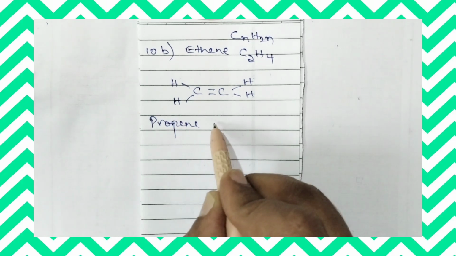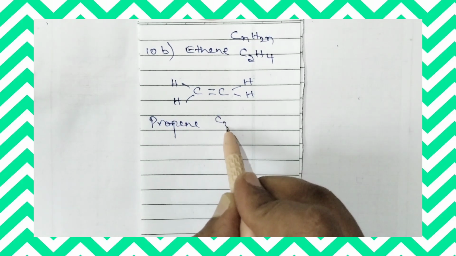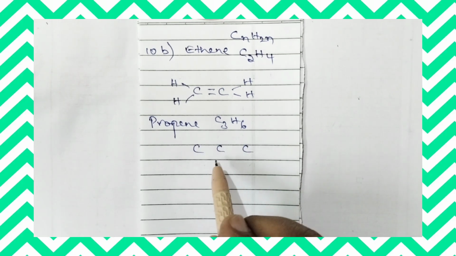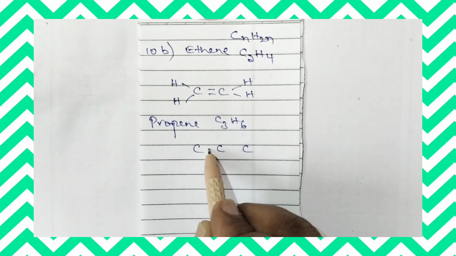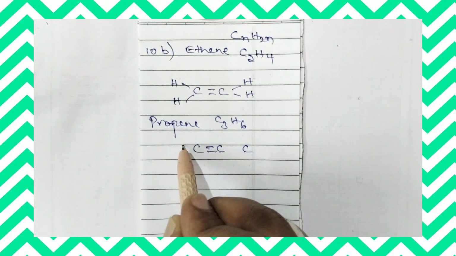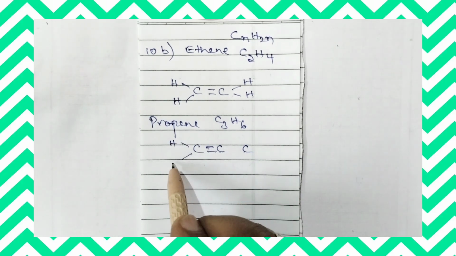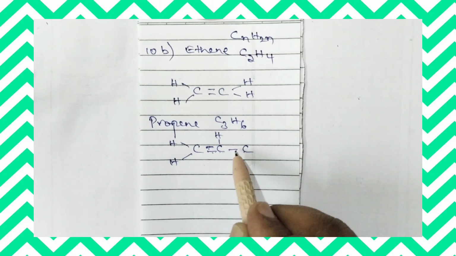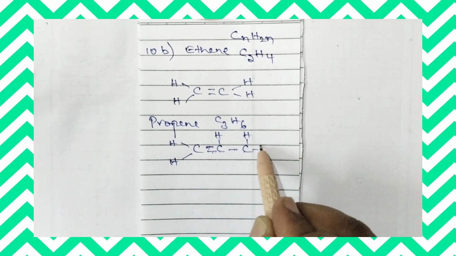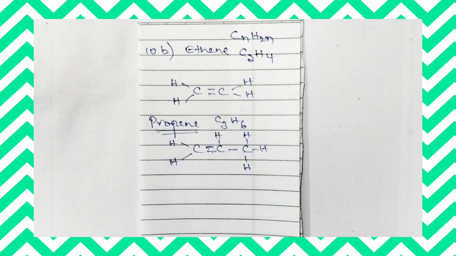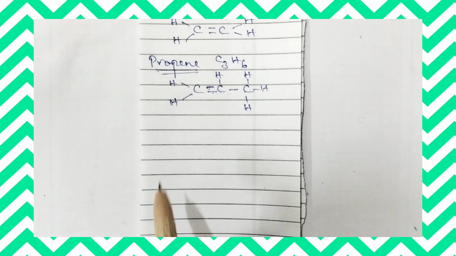Propene. So n is 3. C3, 2 threes are 6. 1, 2, 3. In between these two we can put the double bond, or between these two we can put the double bond. So propene. After propene, butene.